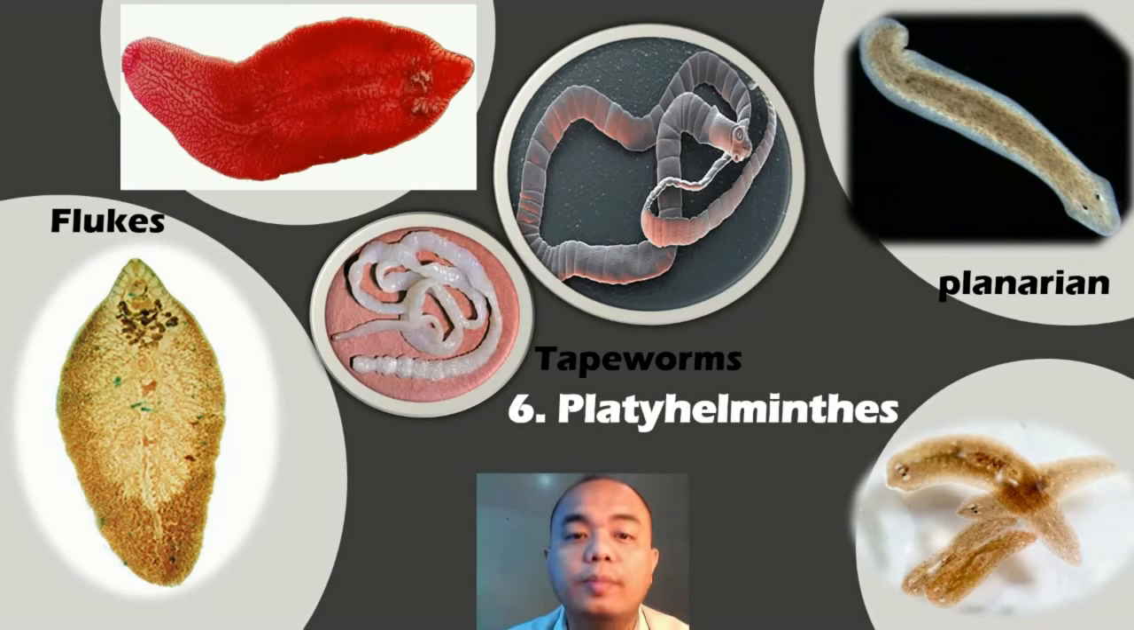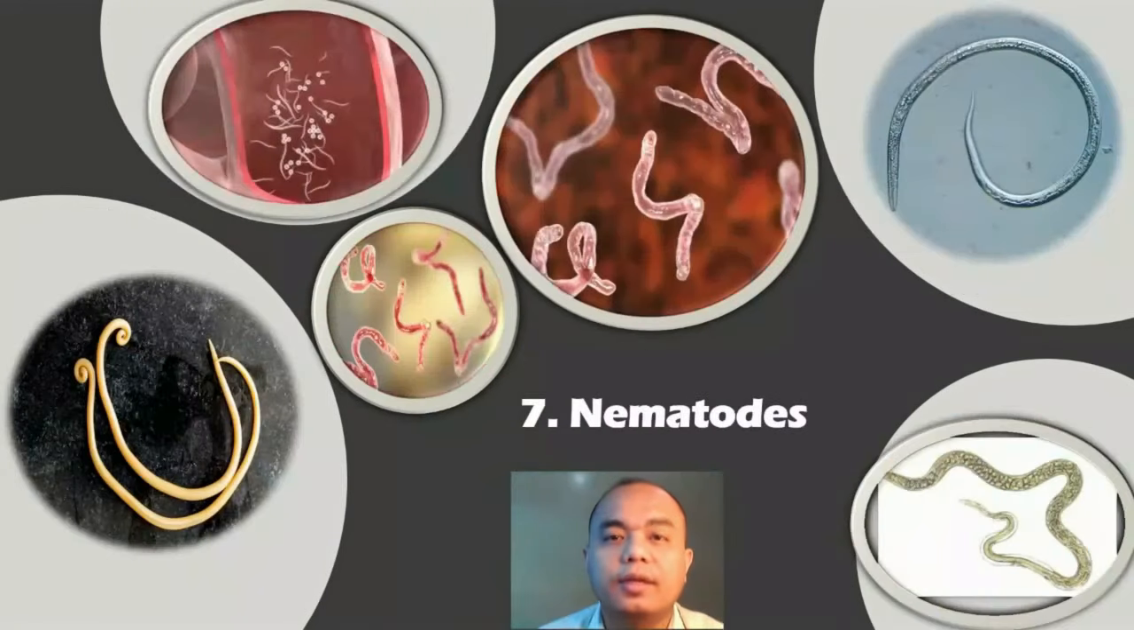So, these flatworms are found in lakes and ponds. But most of them, just like flukes and tapeworms, are parasitic. But they are all under Platyhelminthes or flatworms. Now, the second type of worm and the seventh classification of invertebrate animals are nematodes.